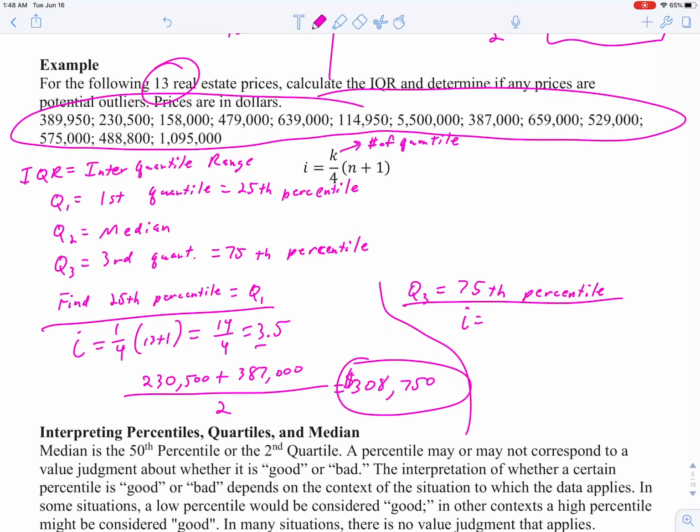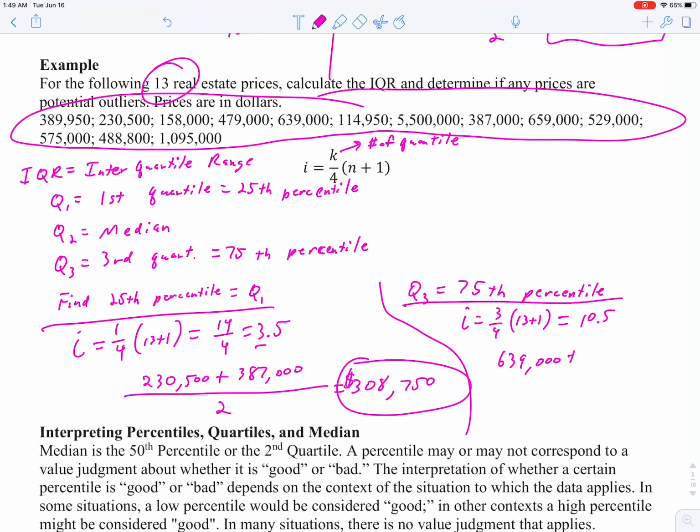Okay, same formula up above. I equals third quartile, so it's 3/4. Sample size is 13. If we plug all this into a calculator, we get 10.5. Since we got a decimal, not a whole number, we go to the list that's in order, not the list that's up here, and we find the 10th and the 11th data point.